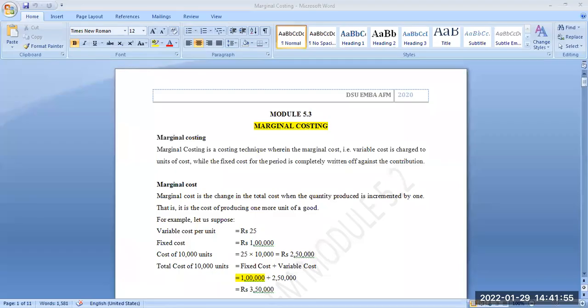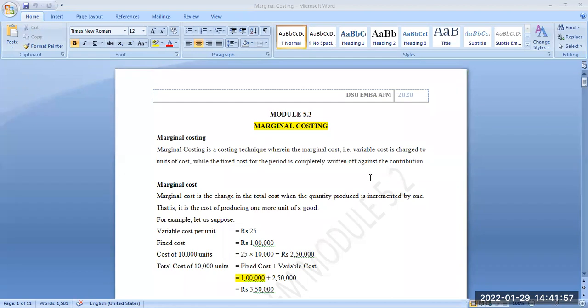Sir, you're not able to see the PDF. The PDF is closed. I'll show you another one. Okay. I'm just moving on to the next aspect, that is called marginal costing. For that I'm giving an explanation. I'm sharing that also. I think you are able to see the Word file.